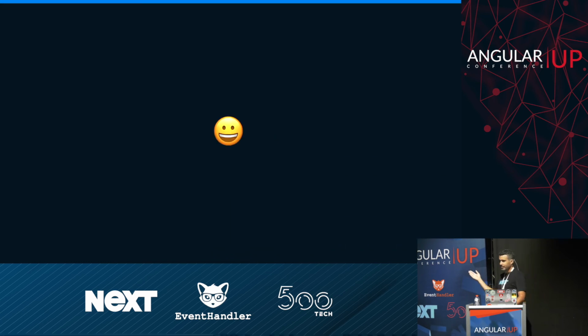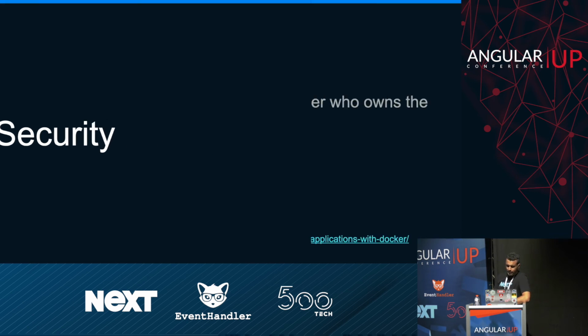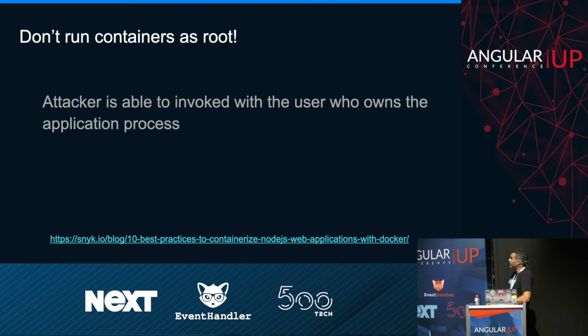So I was happy. My Docker image is small. My build time is fast. I thought I was done. But then I talked with somebody from our DevOps, and he told me, don't run the container as root. An attacker is able to invoke with the user who owns the application process. The default user of the Dockerfile is root.